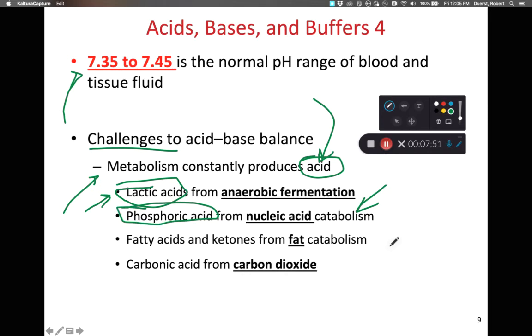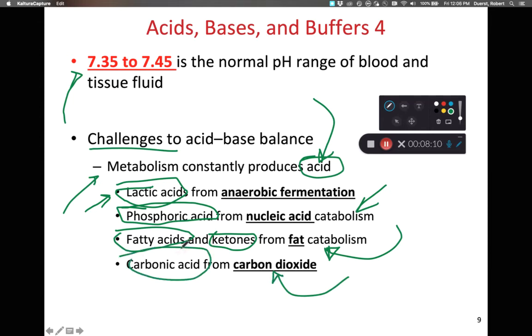As we break down the triglycerides that make the fat, as we're burning our love handles off, we're going to release fatty acids into solution and ketone bodies, which help to acidify the solution. And if we hold our breath, we build up carbon dioxide in our bloodstream, and that carbon dioxide turns into carbonic acid. There are so many acids in our body. How on earth do we have a basic blood pH if we're constantly dumping acid into the blood?